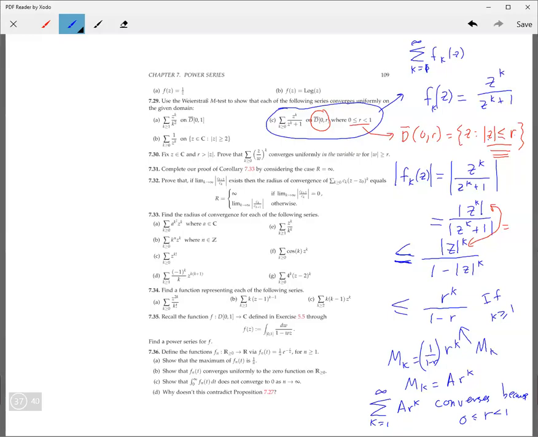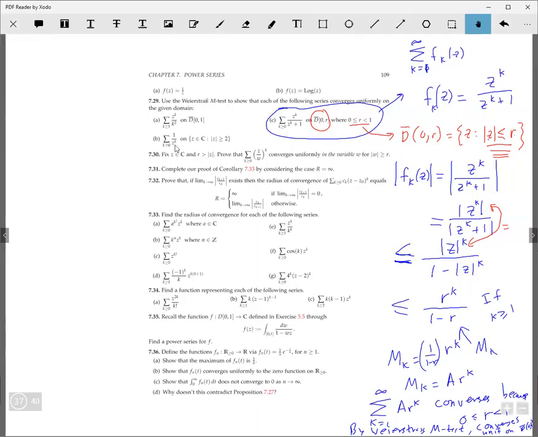So it's less than 1. Okay, so by the Weierstrass test, it converges uniformly on the closed disk of radius r centered at 0. So that converges uniformly on this set. Basically, we just used the Weierstrass test to show that.